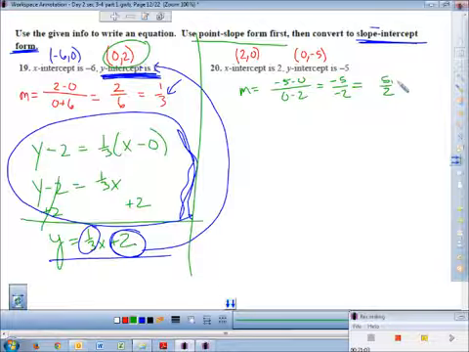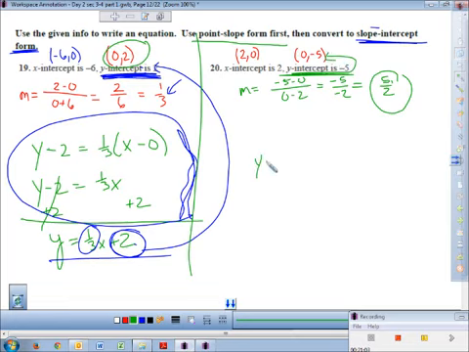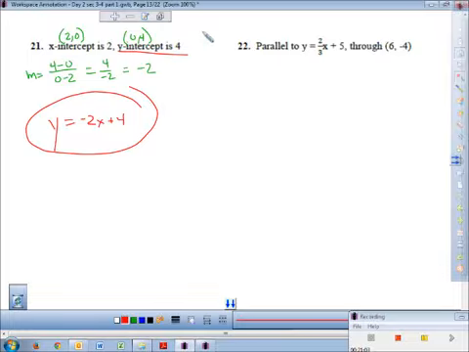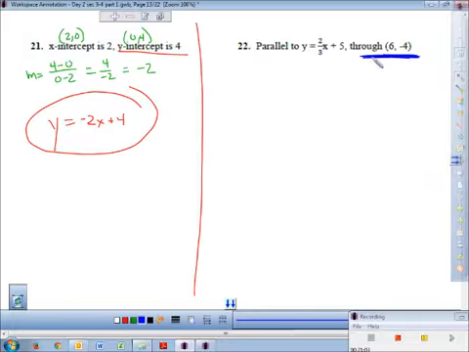Now I got a slope. They want the final answer in slope-intercept form. Boom! I know the y-intercept is right here at 0, negative 5. So why don't we go straight to y equals 5 halves x minus 5 and just say, I gotcha. Then they switch it up. They say, hey, I want you to write the equation of the line that goes through this point right here and is parallel to this line.